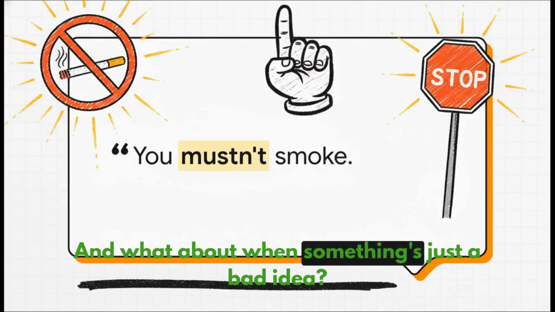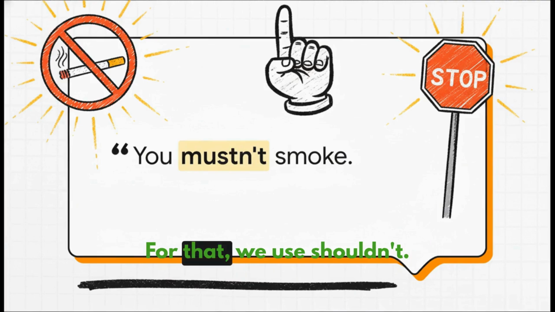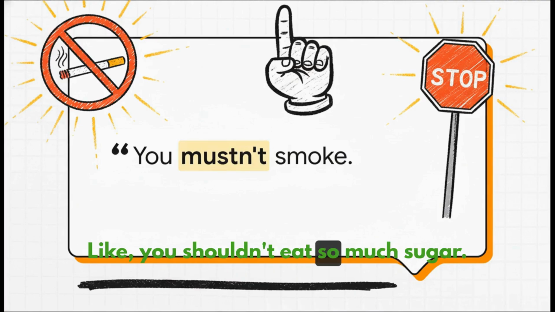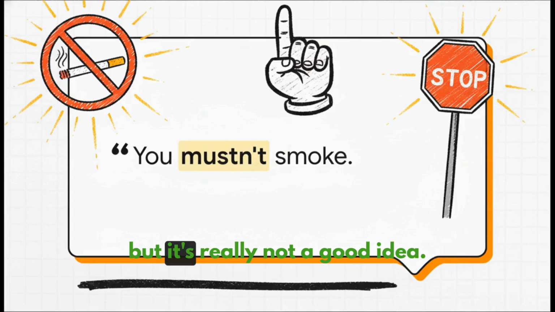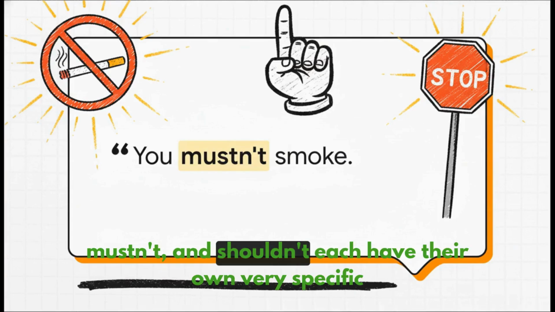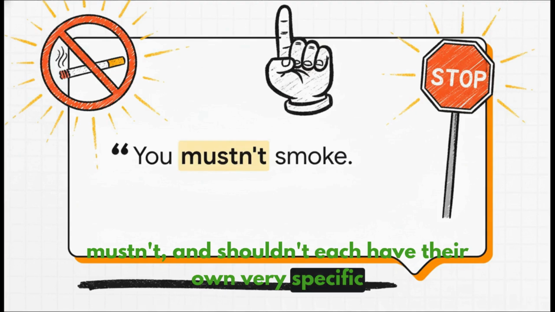And what about when something's just a bad idea? For that, we use shouldn't. Like you shouldn't eat so much sugar. It's not impossible and it's not strictly forbidden, but it's really not a good idea. So you can see how can't, mustn't, and shouldn't each have their own very specific job.